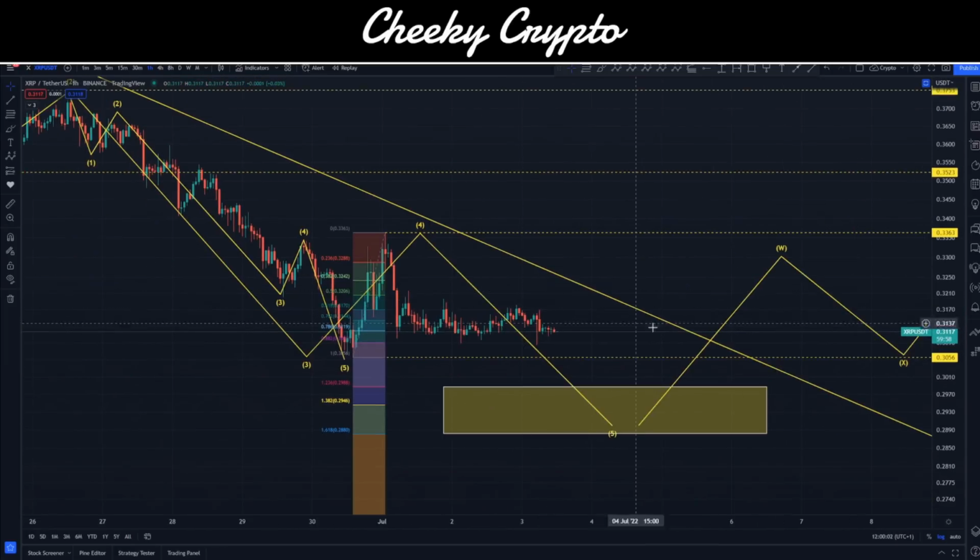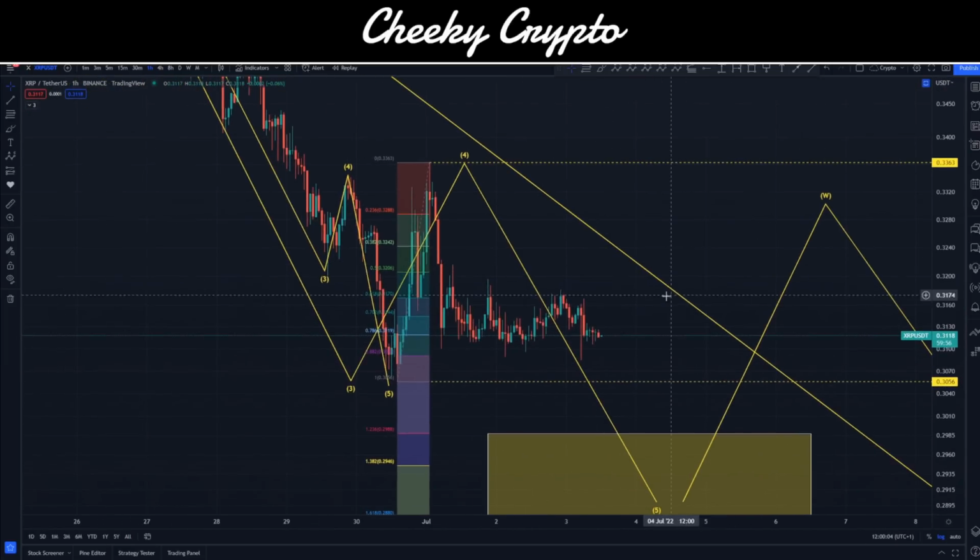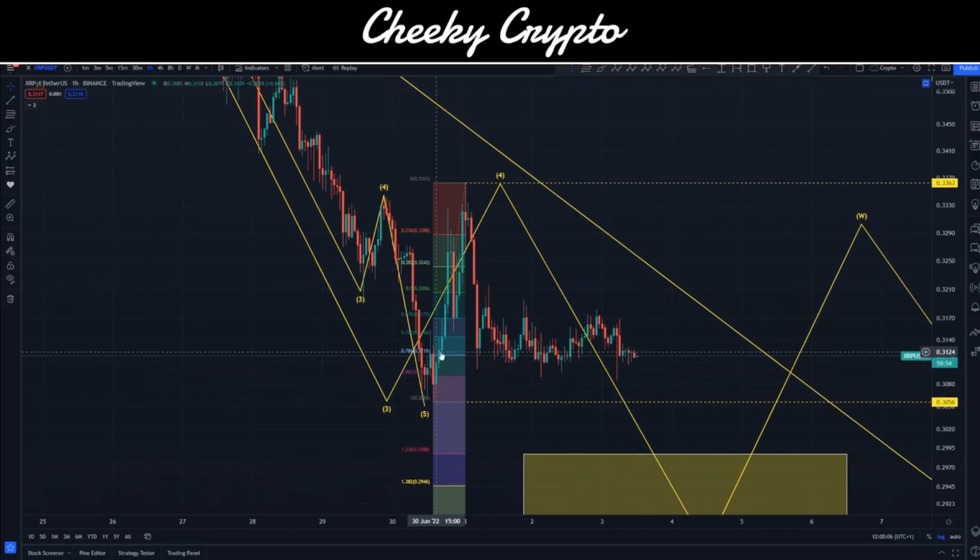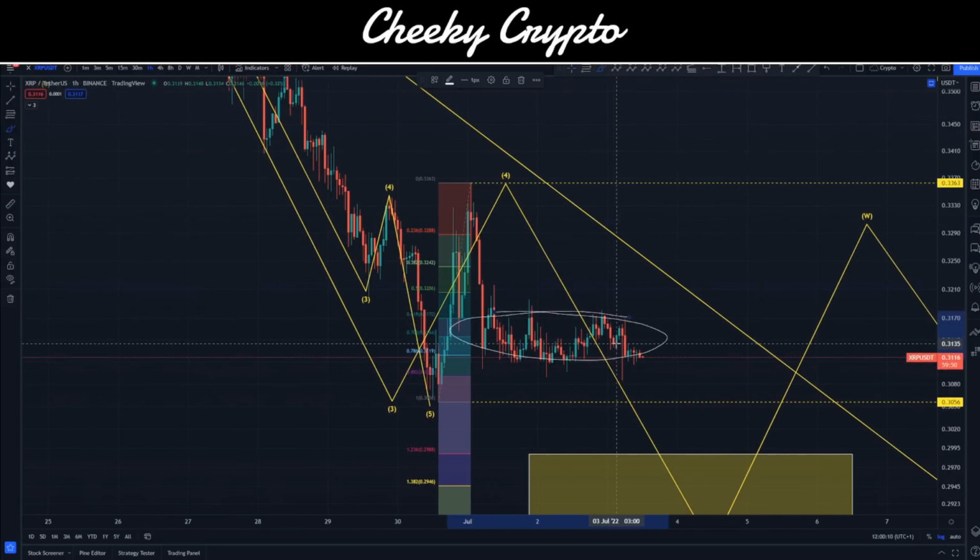Now, this particular pattern has many kinds of names. You can call them all sorts of different things, but essentially it's a continuation pattern. We find ourselves going sideways here, meaning that we are going to continue what led into this at some point. And I think this is probably going to come as the long weekend, the 4th of July weekend, comes to a bit of a close.